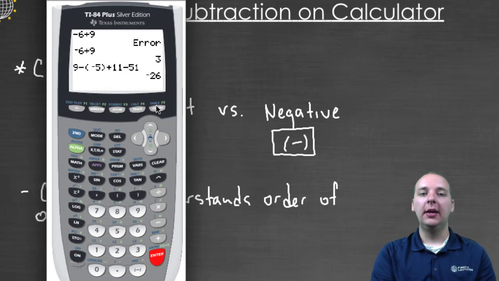So let's see if it was right. Yep, it does all the order of operations correctly. It gives us -26. So you can trust the calculator as long as you're typing it in correctly. It understands order of operations and can be a huge time saver.